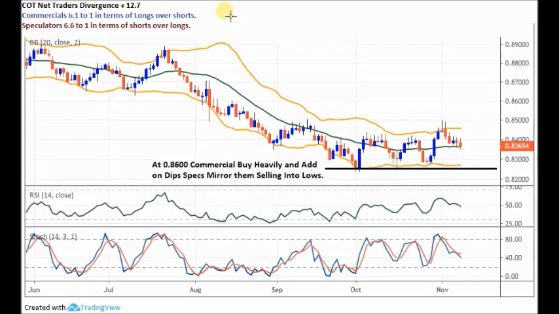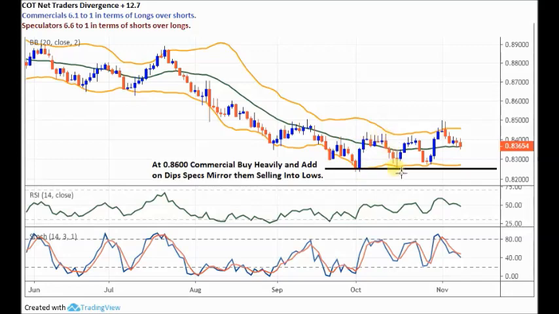Regular viewers will know we like divergences generally above 10. They'll really interest us and we'll want to go with the commercials. Now, in terms of the NZD, it does sell off hard, okay? But we fall down here. So when the commercials ramp up their buying of the NZD and specs ramp up their selling, we come down to test this level, and we hold it, we push off, okay?